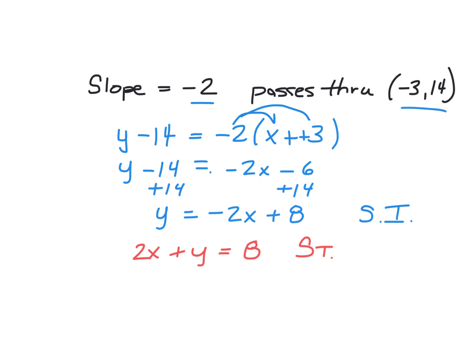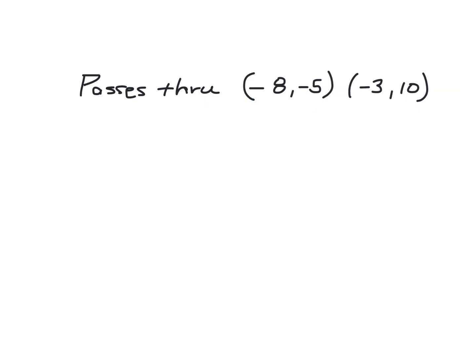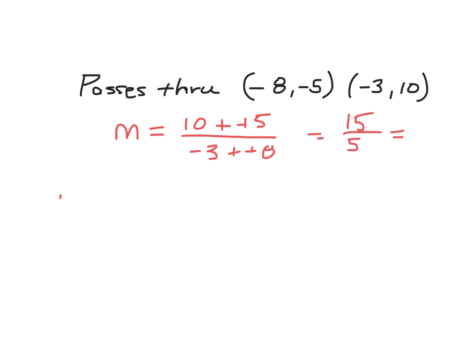This next example, now I'm given 2 points. Now we don't have a point-point method, but I do know how to determine slope. So I could find the slope of this line by my change in y over my change in x. So I've got 15 over 5, so my slope is 3.